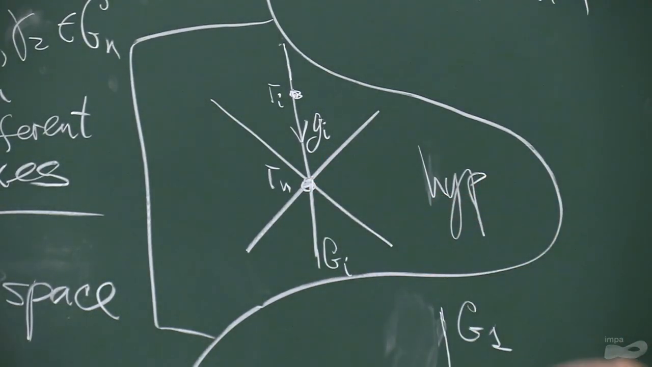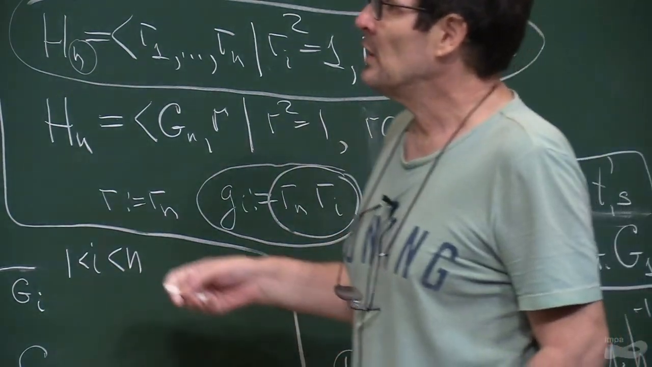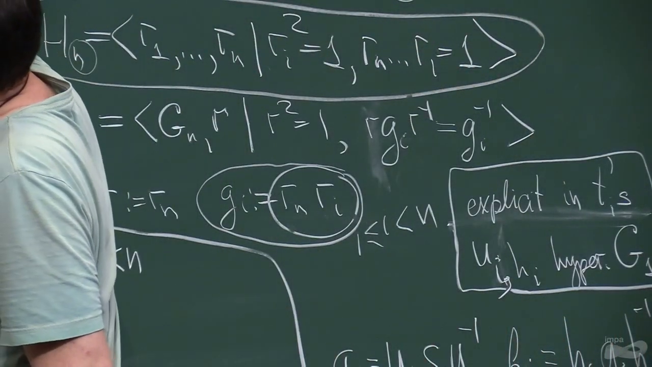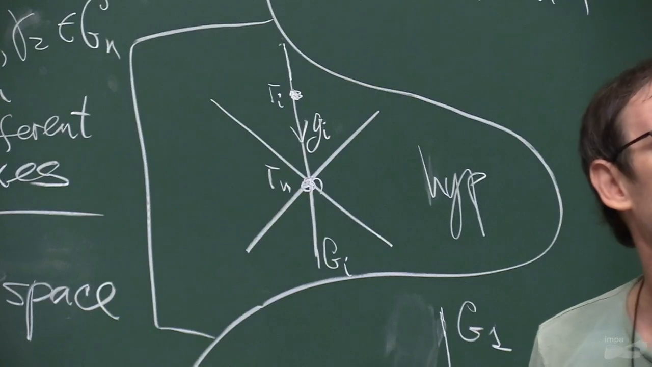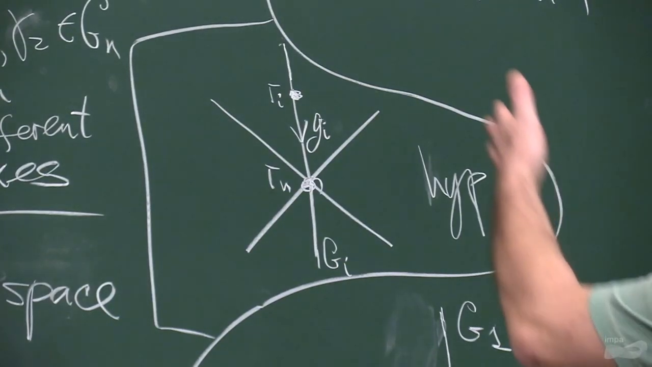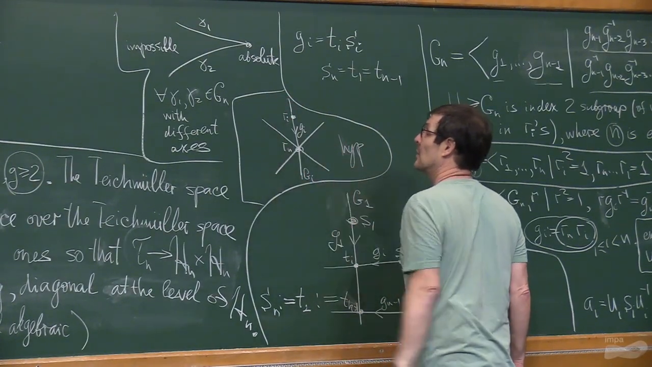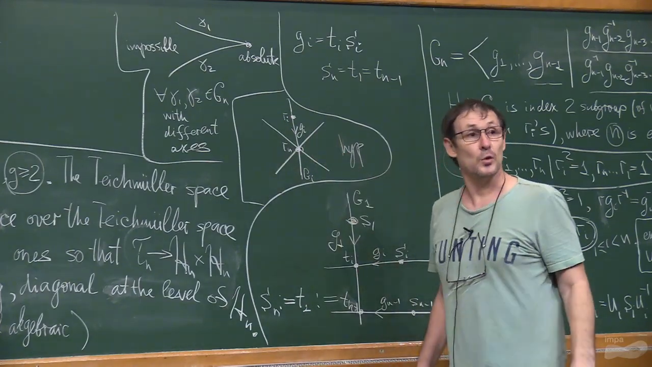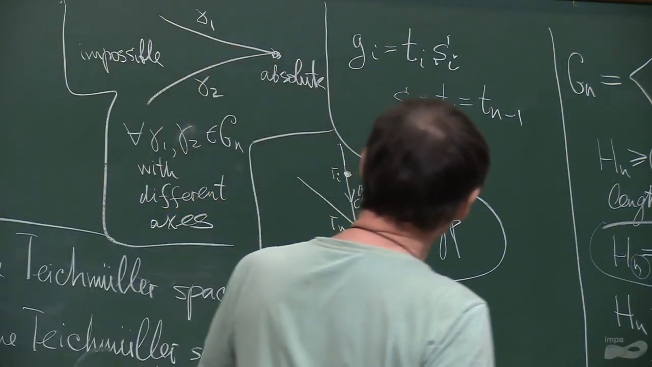Every gi is what? gi is written as the product, every i and then every n. So gi is a reflection in every i and in area. This will give a hyperbolic isometry with this axis joining these two points.